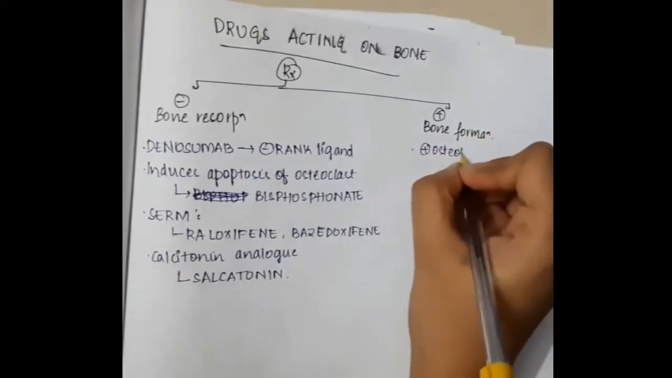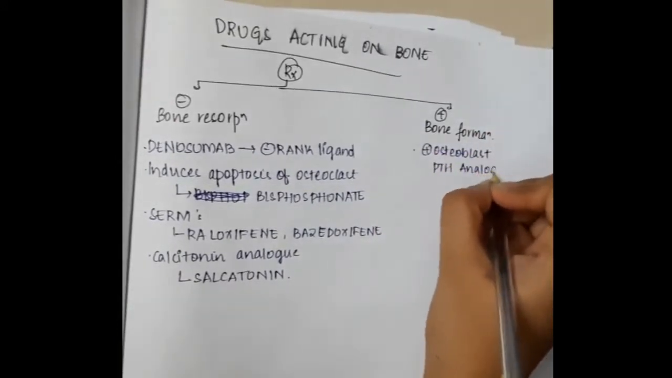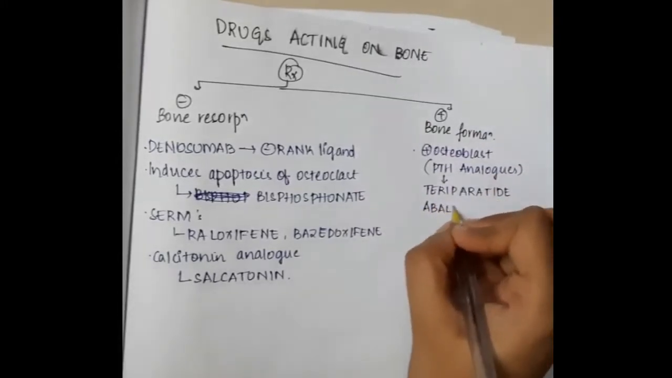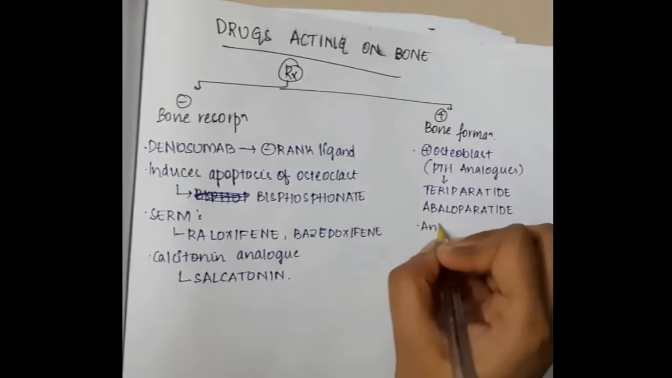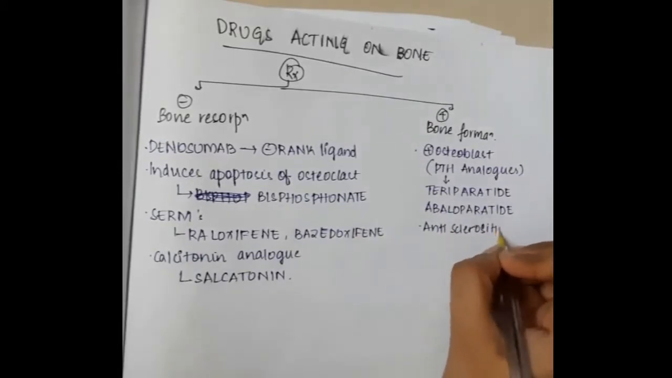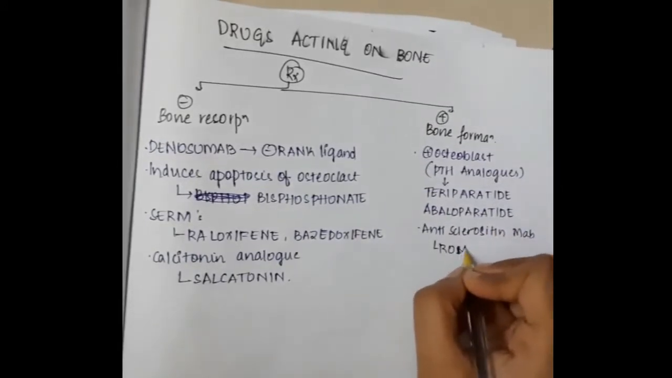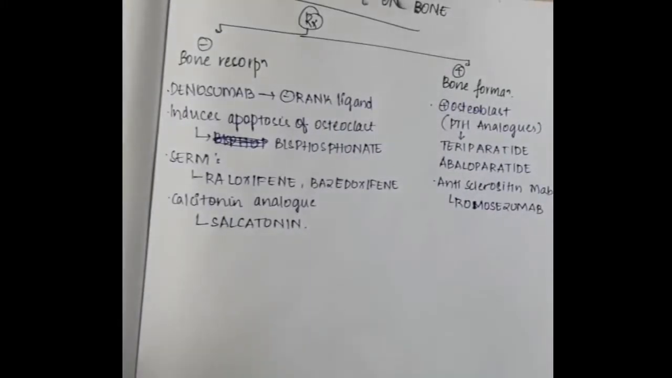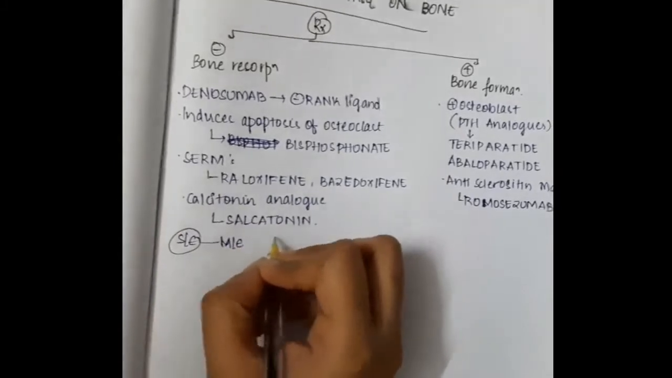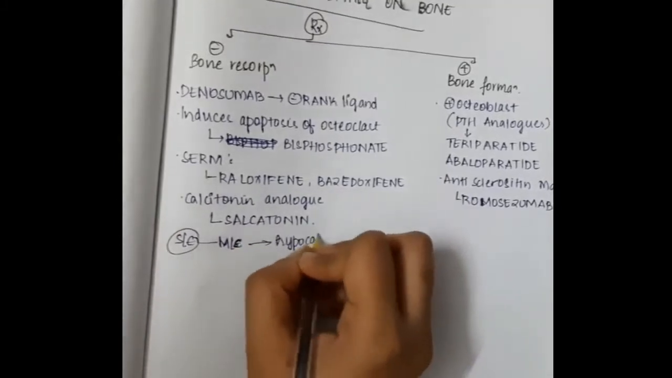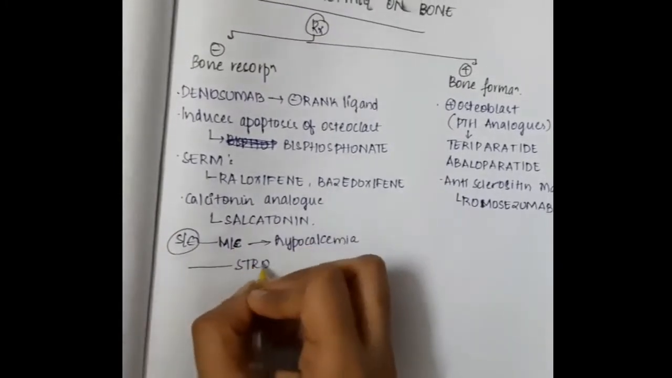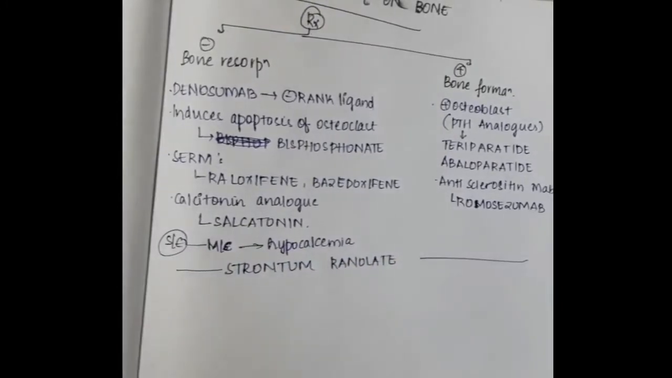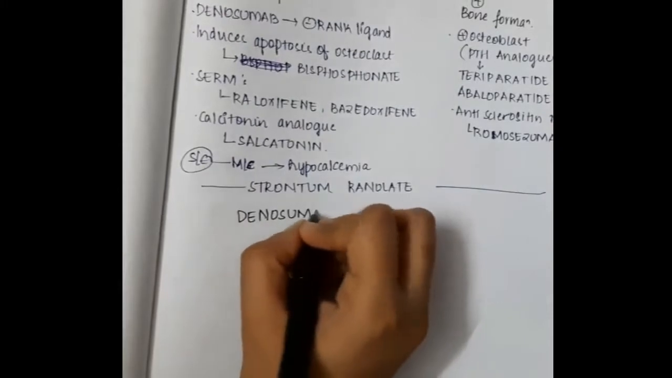salcatonin. Then, the drugs which activate bone formation activate osteoblasts, and include teriparatide and abaloparatide. We also have an anti-sclerostin monoclonal antibody called romosozumab. Now, the side effect of these drugs is most commonly hypocalcemia, whereas a drug which causes both bone resorption inhibition and bone formation is strontium ranelate.